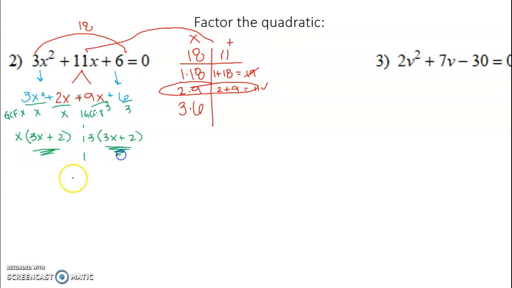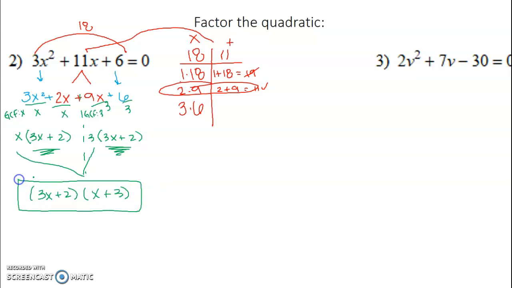Since these are the same, that is my first factor. The GCF makes up my second factor, x plus 3. And that's it.